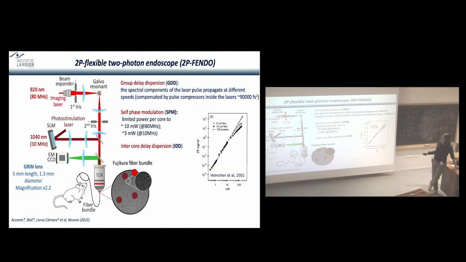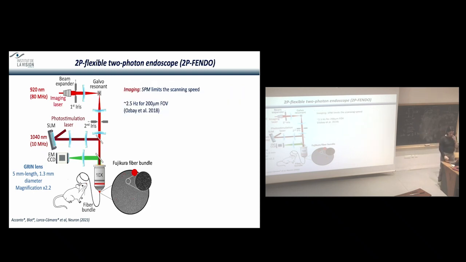Because this means that I cannot couple more than 10 milliwatt per core, and so if I want to collect enough photons during my scanning approach, we need to go slower. So we need to increase the dwell time. And so two-photon scan imaging through fiber bundle has been till now limited to an imaging rate of about 2 to 2.5 hertz. And so we wanted to see whether we could be more efficient.